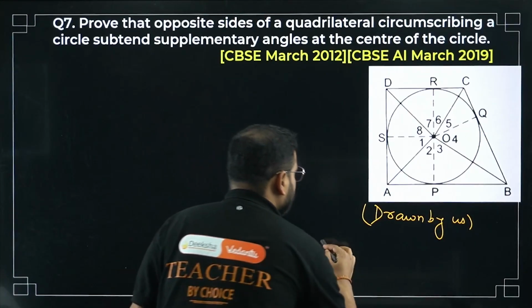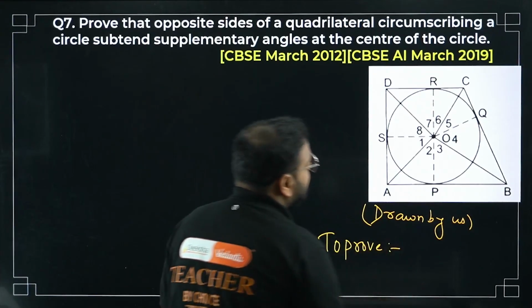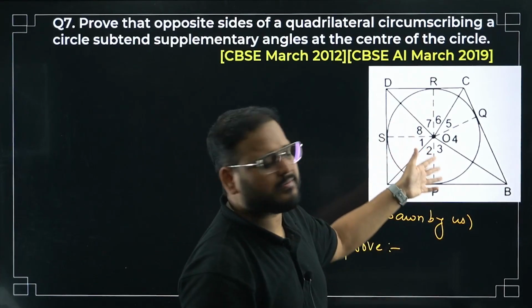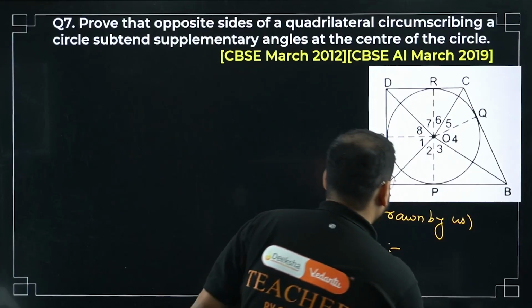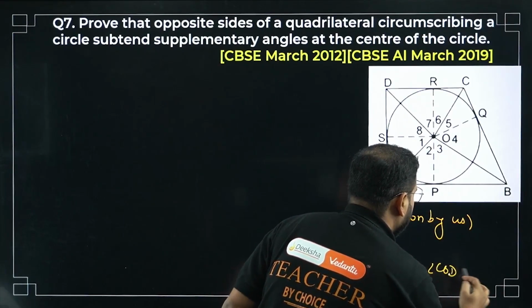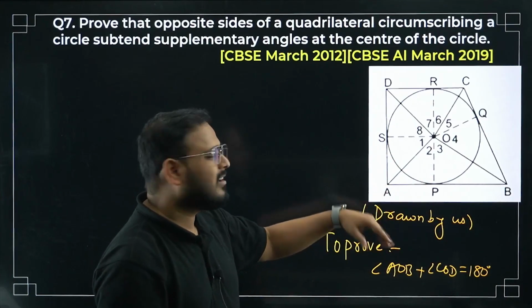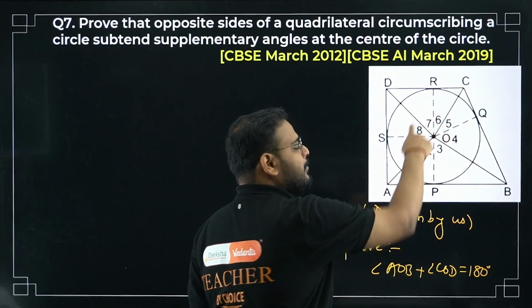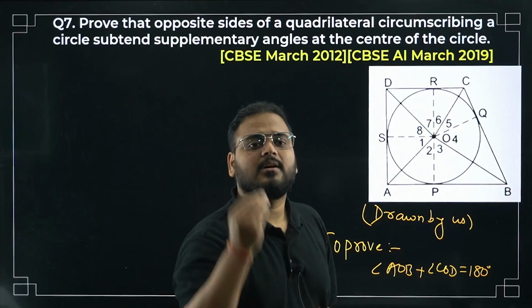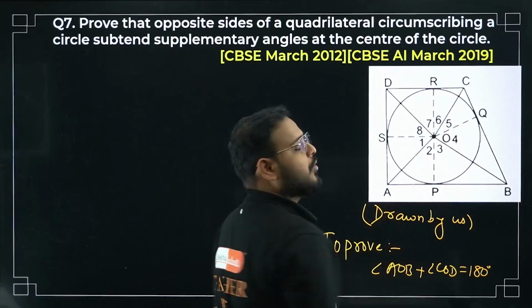So I'll write here, to prove the statement. I can take any one pair; I don't have to write both of them. I'll take AOB and COD: angle AOB plus angle COD equals 180 degrees. I will not take the second one. It's understood, right? The total sum is what? 360 degrees. This sum is 180, which means this sum will also be 180.